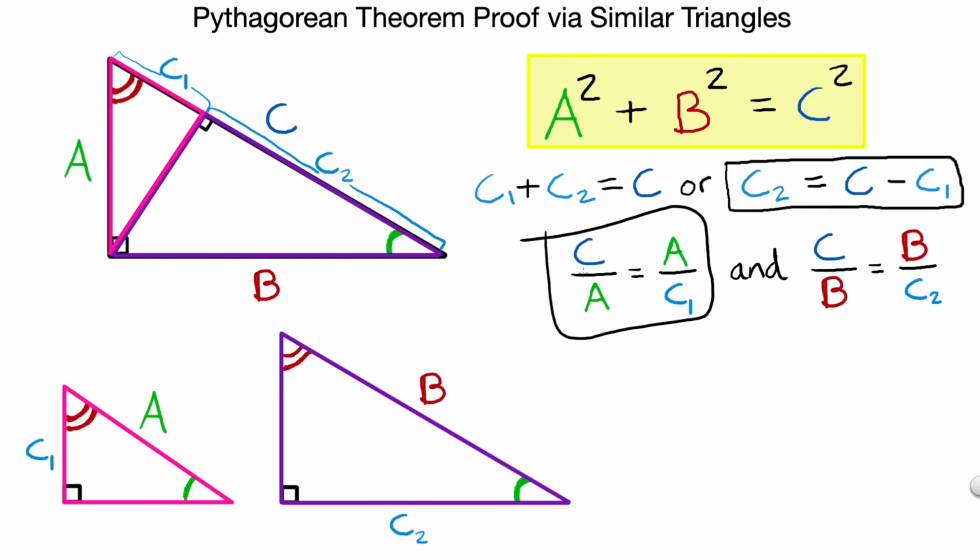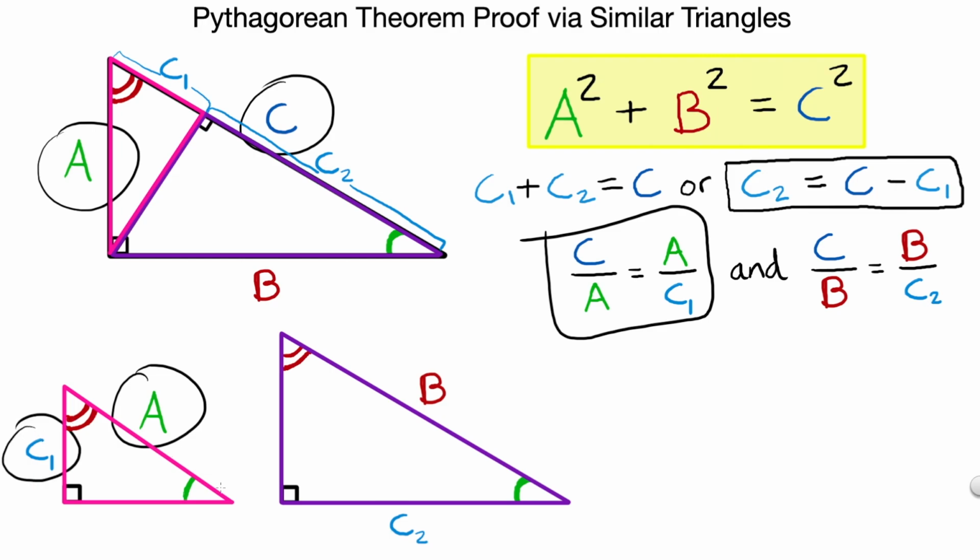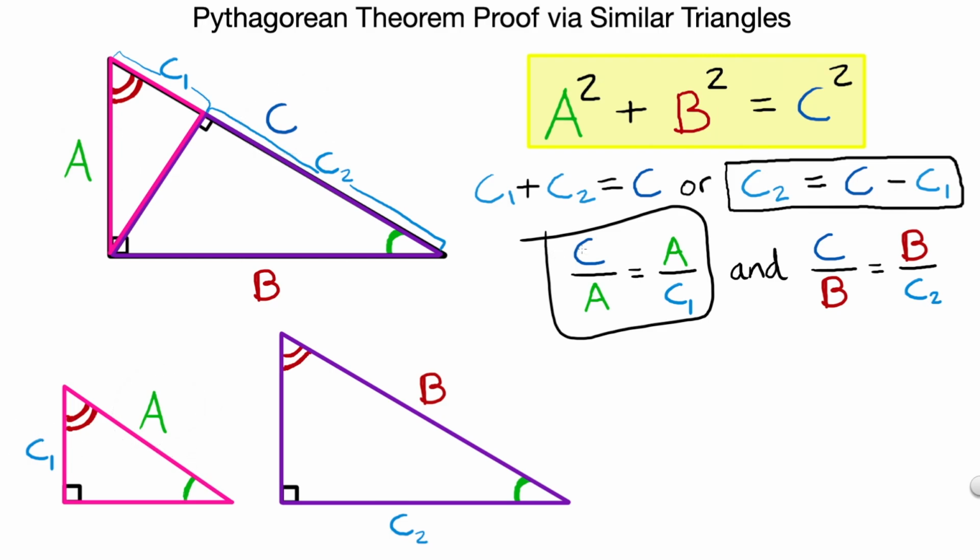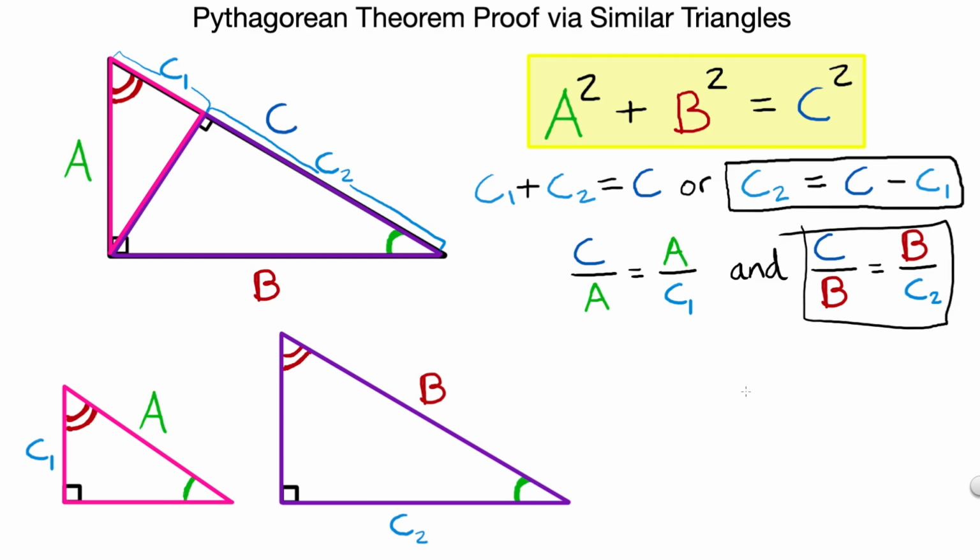Inspecting this first one here, notice that we are relating the hypotenuse to the side length of the first triangle, and the hypotenuse and the side length of the pink triangle. This gives us c over a, which is equivalent to a over c1. The second equality over here does a very similar thing. Take the hypotenuse of the first triangle and the bottom side length of the first triangle and compare it to the hypotenuse and bottom side length of the purple triangle. This relationship is c over b is b over c2.